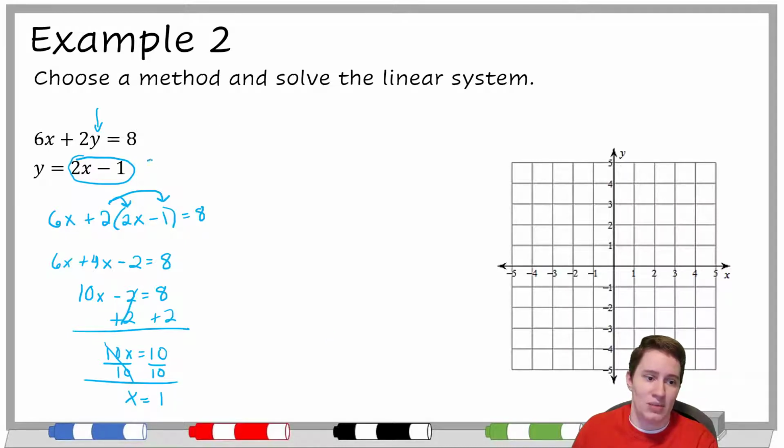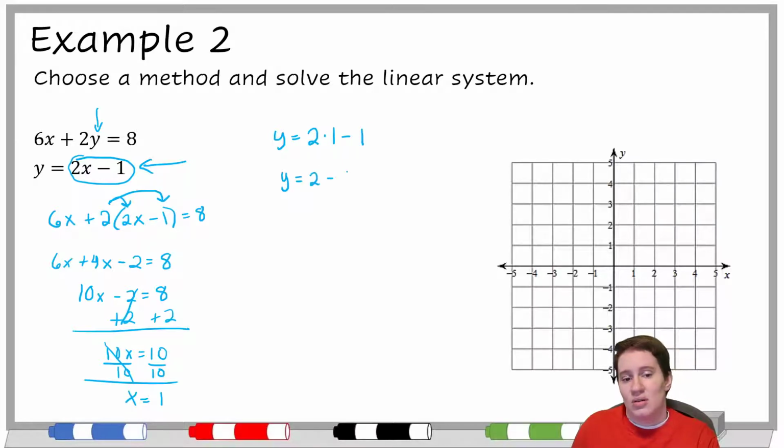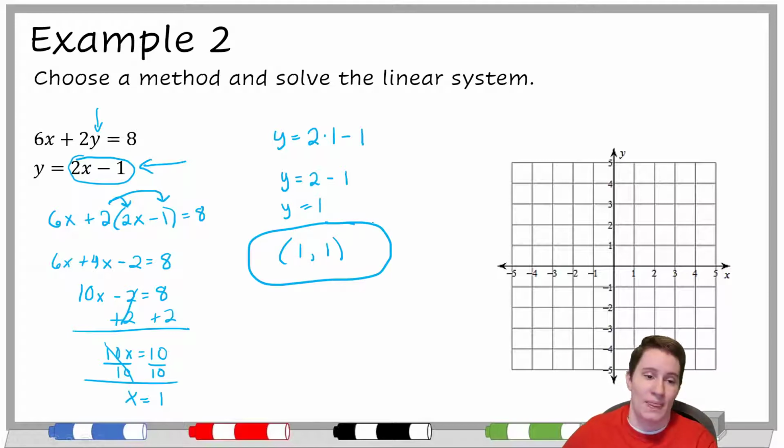Now I'm going to take this and I'm going to plug it back in to the equation where it's already solved for y, because that's going to get me the answer the most quickly. So that means I'm going to do 2 times 1, which is 2, and then I'm going to minus 1. 2 minus 1 is 1, so y equals 1. So here we have the point 1, 1 for an answer.